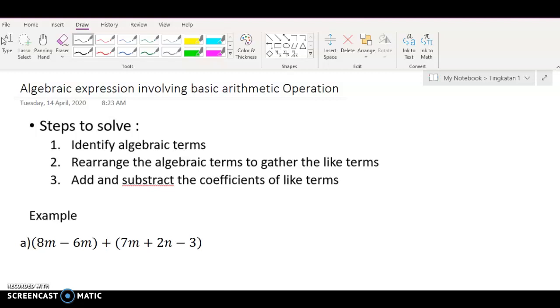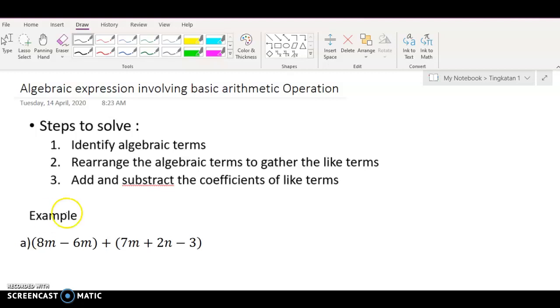Now, to solve an algebraic expression that involves basic arithmetic operations, you have to follow a few steps. The first step is to identify the algebraic terms. That's why I explained what algebraic terms are. After you have identified them, you arrange the like terms together. Identify where the like terms are, regroup them, and put them beside each other. After that, you can add or subtract the coefficients of the like terms. This involves only the coefficients.